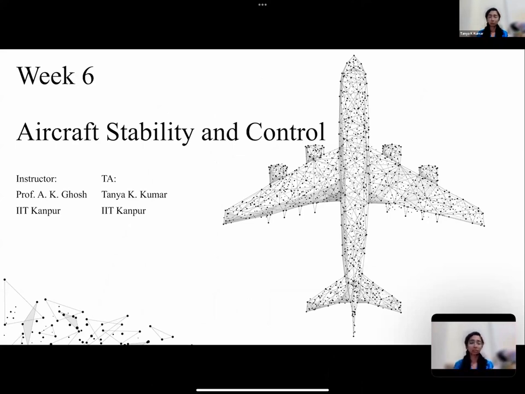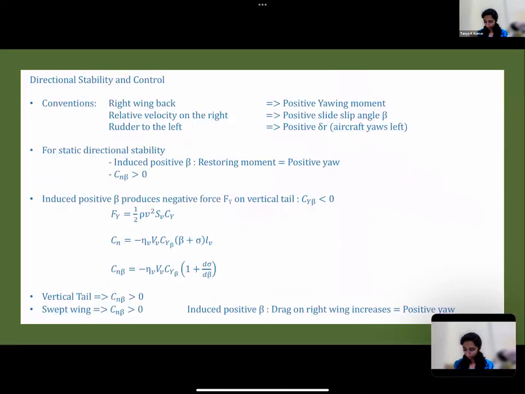Before that, we'll just go over the questions of week 5, and then we'll go over the contents of week 6. Okay, so let's start. Last week, I think I discussed this. We'll just go over a summary so that you understand when the questions are being solved.